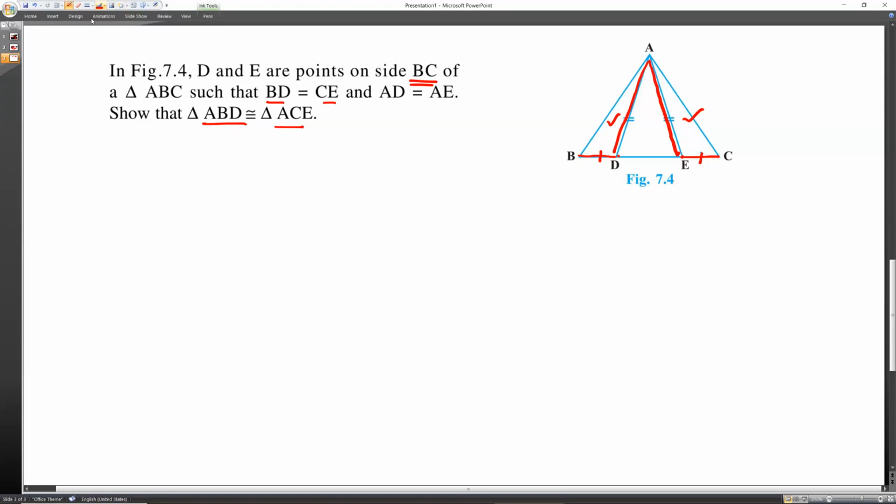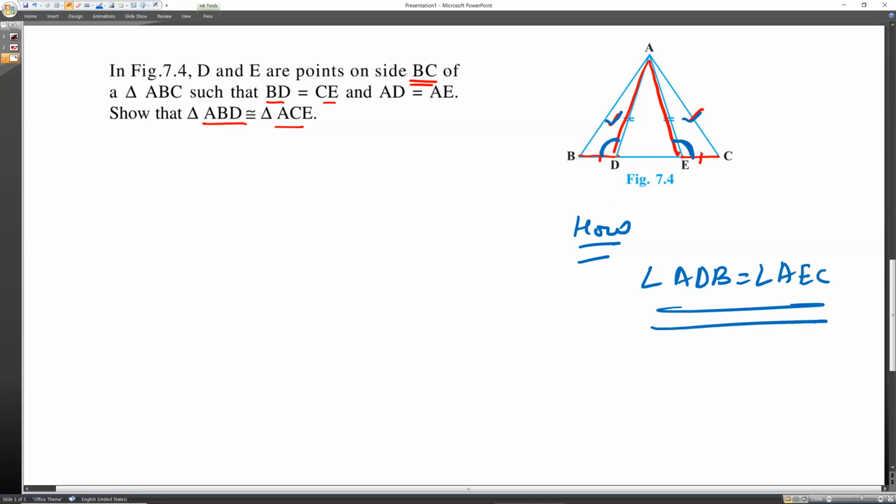What you need is to prove these two triangles congruent. For these triangles, you need either a side, or the angle between them, to prove them congruent. If you are able to prove this, now you need to tell me how you will prove that angle ADB is equal to angle AEC. This is the task.